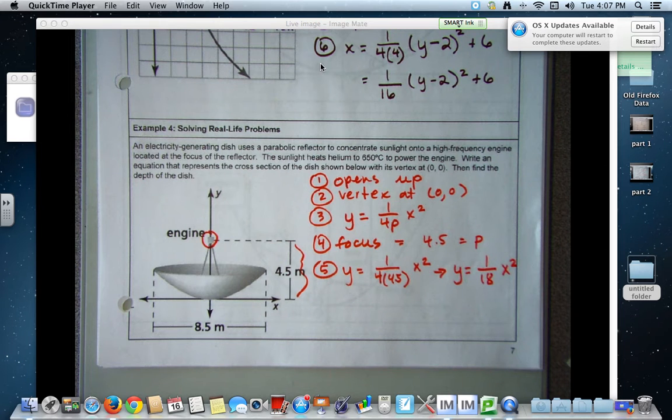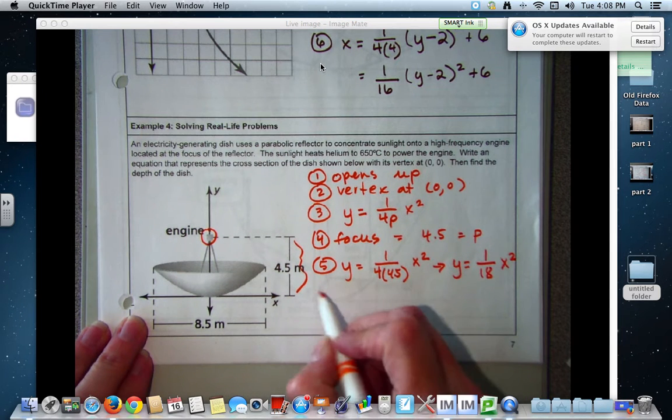That's the distance from the vertex to our focus, or where the engine is collecting all of the beams. So we substitute that into our equation. 1 over 4 times 4.5 times x squared. And when we simplify that, it gives us 1 over 18 x squared.